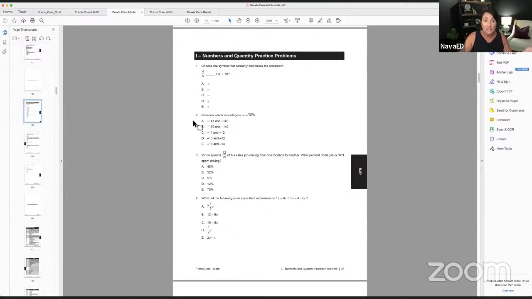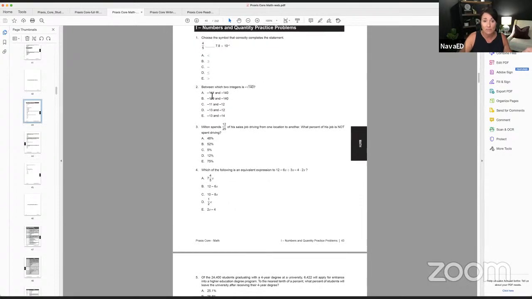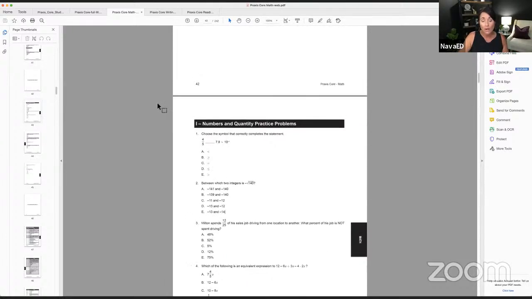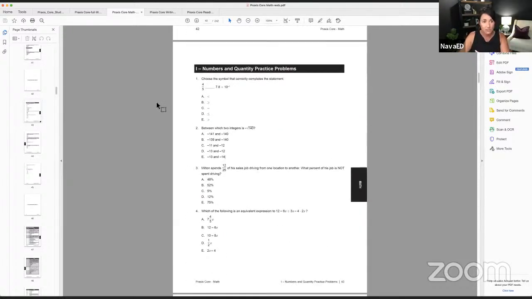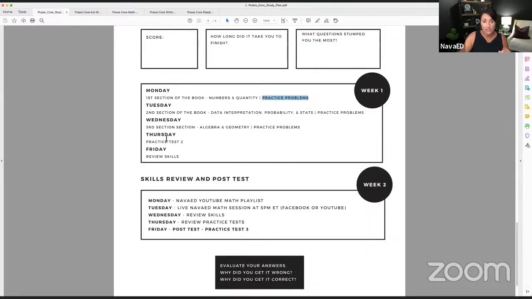So let's say this one here, number 2, you're totally stumped on this one right here. Screenshot it, send it to us, and we'll work it into one of our live sessions. All right. So that's one way to do it. And then go back in, work on the numbers and quantity, then go back here, look at your skills, see how you do. And you're going to do that now for all the sections here. Then Friday, you're going to review your skills, and you might do practice test 2 at that point.